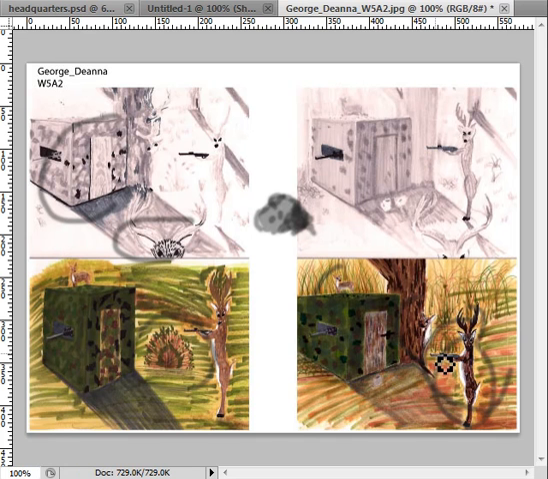The color also looks very good. So I think just keep plugging away at it and see how it goes.